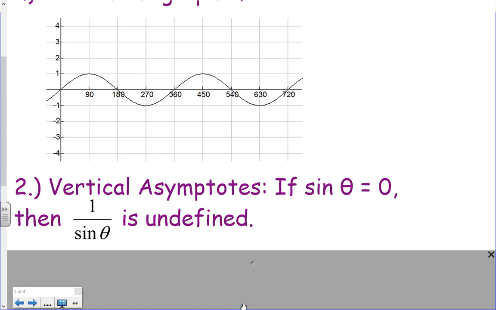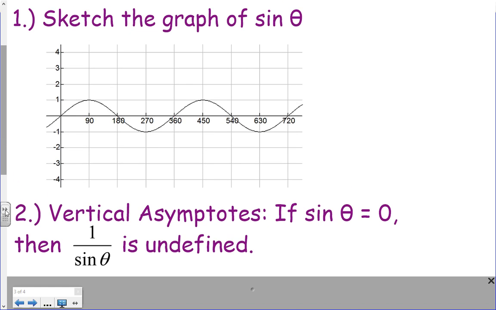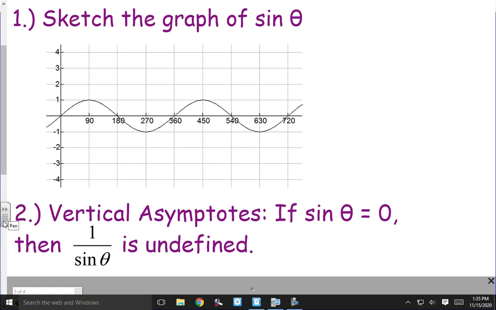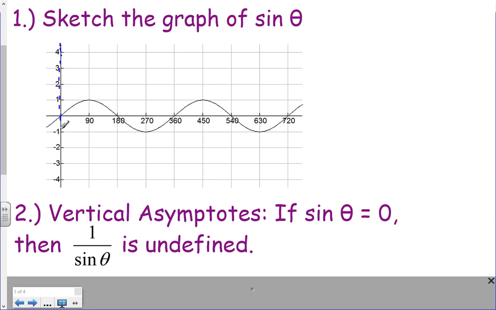So on our sketch up here, I'm just going to mark the vertical asymptotes. I'll do this in blue here. Anywhere that I see the sine function hits the x-axis, I'm going to mark that with a vertical dotted line. So I can see that I'm crossing right through the origin, so right on our y-axis, we have a vertical asymptote. At 180 degrees, sine hits the x-axis again, so I've got myself a vertical asymptote. 360, same story. 540 again. And then finally 720. And obviously it would continue doing that. It looks like every 180 degrees, the sine function hits the x-axis, so we'd have a vertical asymptote.